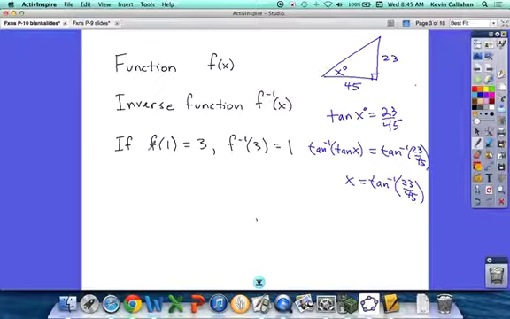Now, the thing about a function and its inverse, it should be the case always. If a function has an inverse, it should be that, for example, if f of 1 equals 3, then f to the -1 of 3 should equal 1. They should point in opposite directions. You can always undo what the function did by taking the inverse of the output.